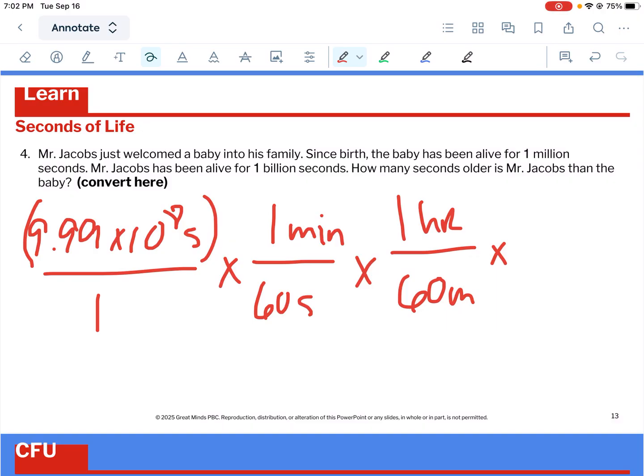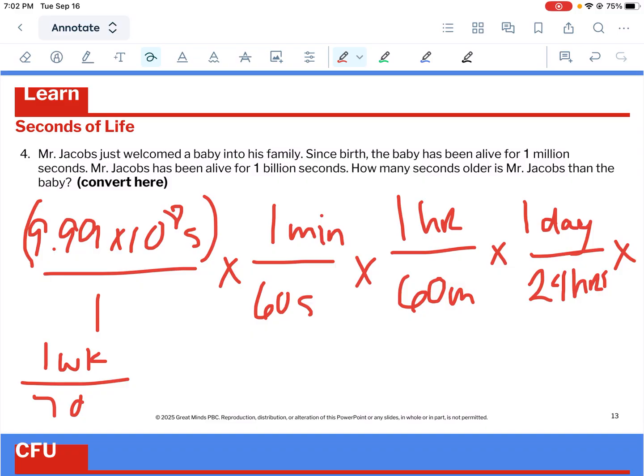Going from hours to day. In 1 day, it's 24 hours. Now, in 1 day, even though there's 24 hours, it takes 7 days to make 1 week. So we're going to multiply that continually. Make sure you write them side by side. I'm just going to put it on the bottom because I'm running out of space. 1 week is 7 days. Now, typically 1 month is 4 weeks, usually.